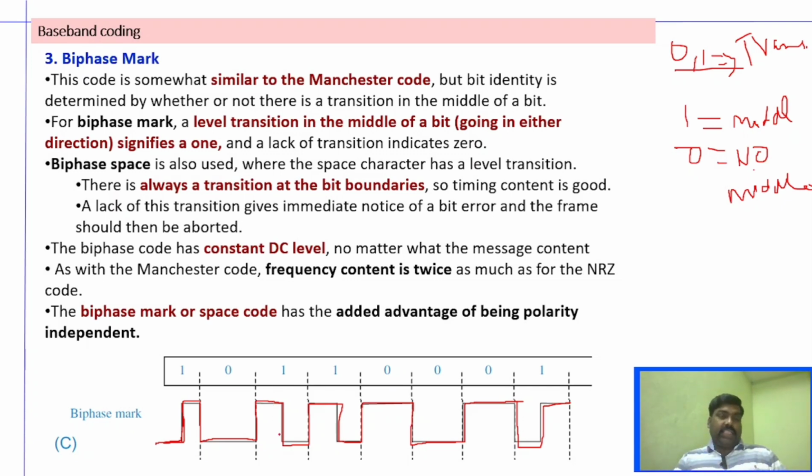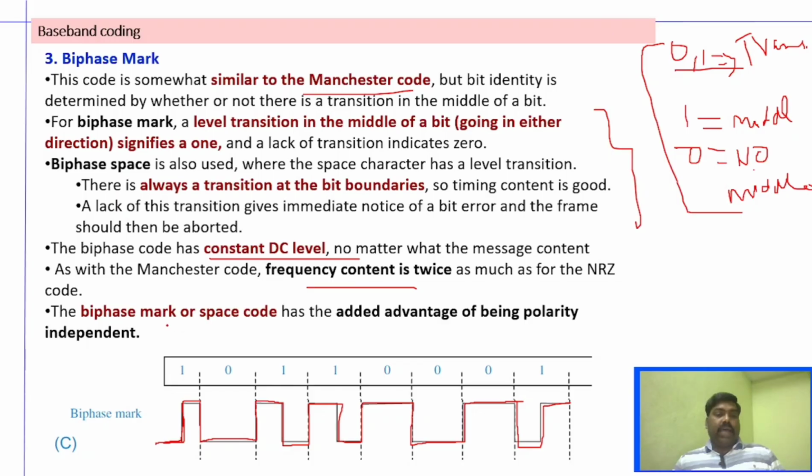Coming to characteristics, this is somewhat similar to Manchester coding, but there is a difference. It is predominantly similar to Manchester coding, which has only 2 levels. In biphase mark, as I said, you will have a transition at the start of the bit, and in the middle you will have a transition for only 1, and for 0 there is no transition. It has a constant DC level, no matter the message content. Similarly, the frequency content is twice that of the NRZ.